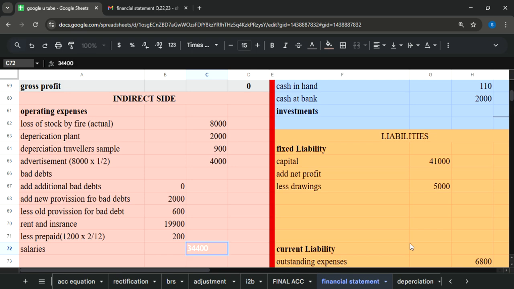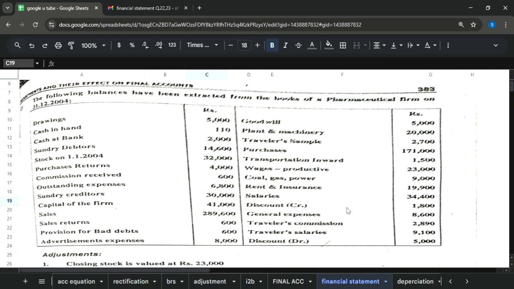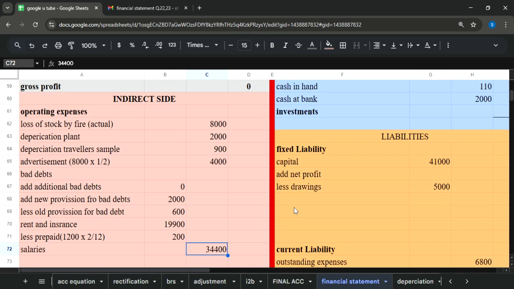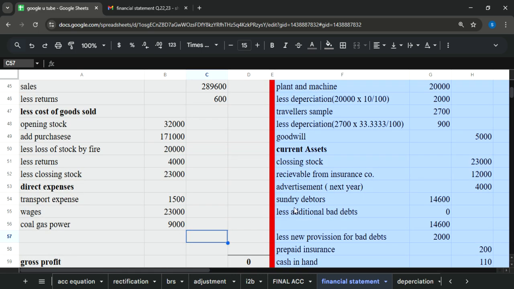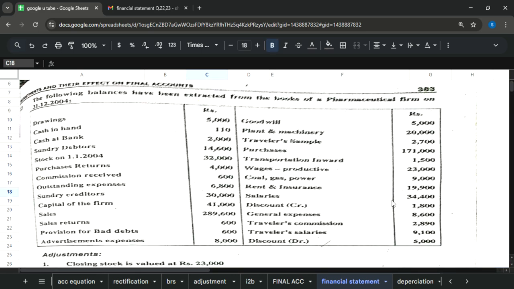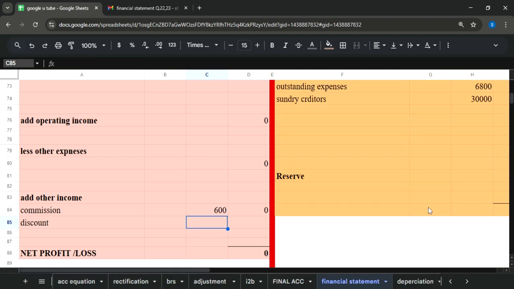All right, then we have discount, but look at here, credit is mentioned, so you will go to the other income side, and here you will write discount. Amount of discount is 1800. Write down at this place.